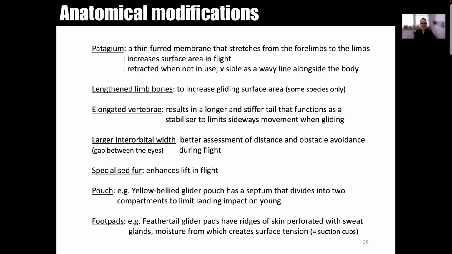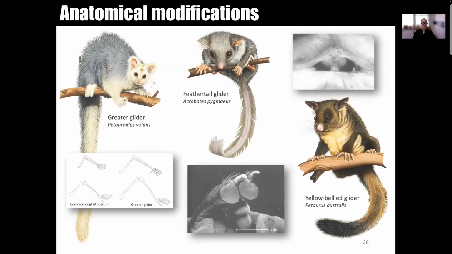And then we see more distinctive specialisations, such as in the yellow-bellied glider and its pouch, which has a septum. So the septum divides the pouch into two compartments to limit landing impact on the joeys. And then feather-tail gliders have these foot pads, which are ridges of skin perforated with sweat glands. And the moisture from those sweat glands creates surface tension. So essentially these foot pads act as little suction caps for landing.